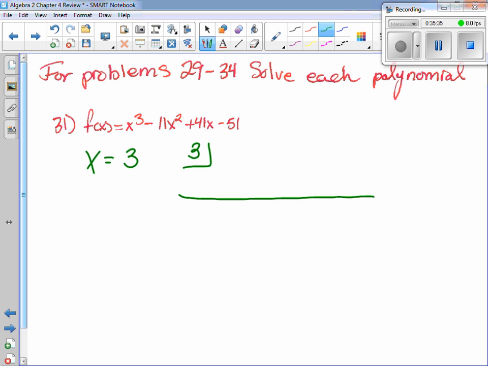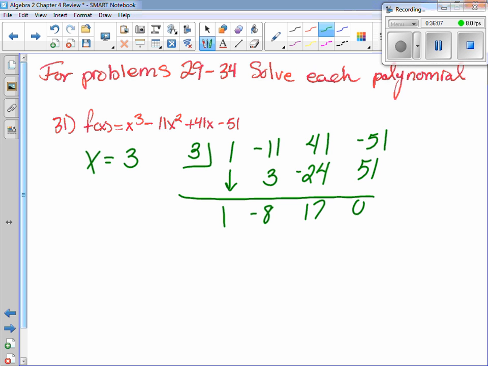We would put 3 inside the cubbyhole, and across the top we'd have 1 for x cubed, negative 11 for x squared, 41 for x, and negative 51. We drop the 1. Well, 3 times 1 is 3. Negative 11 plus 3 would be negative 8. 3 times negative 8 would be negative 24. And this here would be positive 17. And 3 times 17 is 51, which gives us 0.